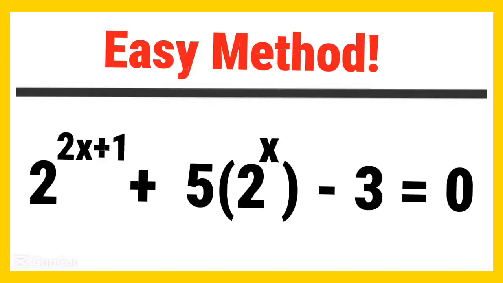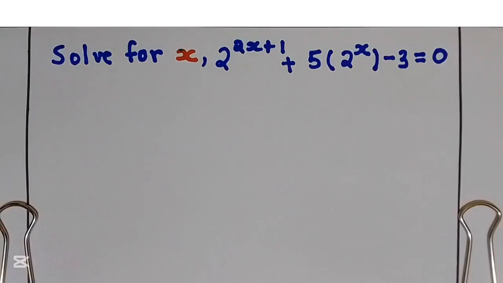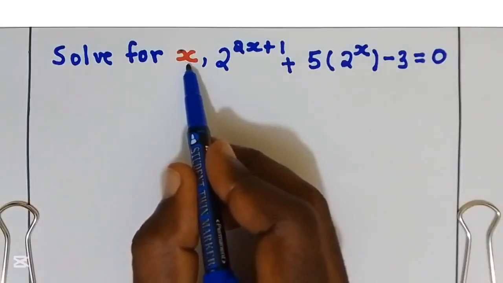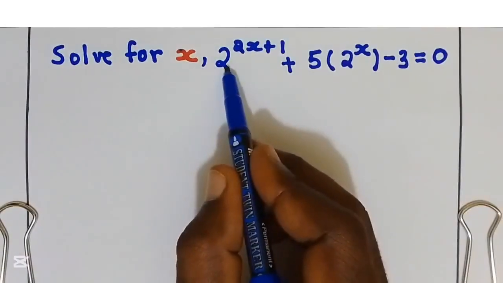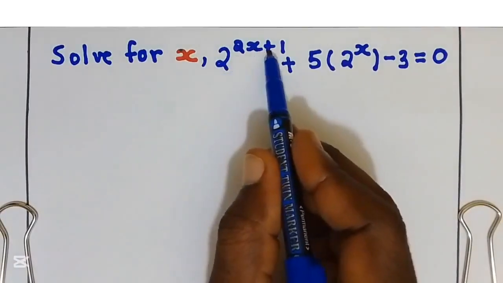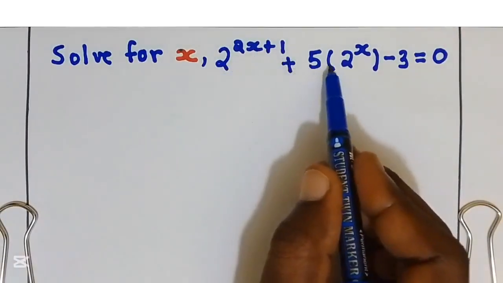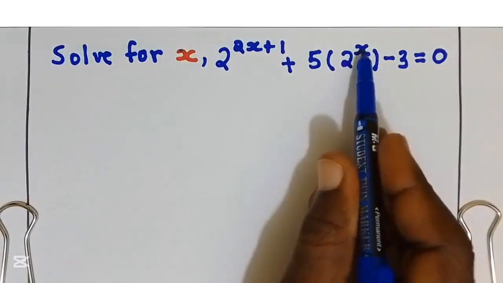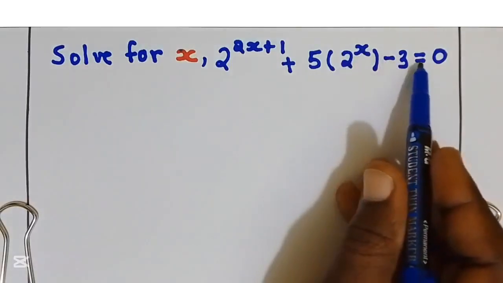Hello, welcome. We have an exponential equation that we are going to solve. We need to solve for x, and they have given us 2^(2x+1) + 5(2^x - 3) = 0.